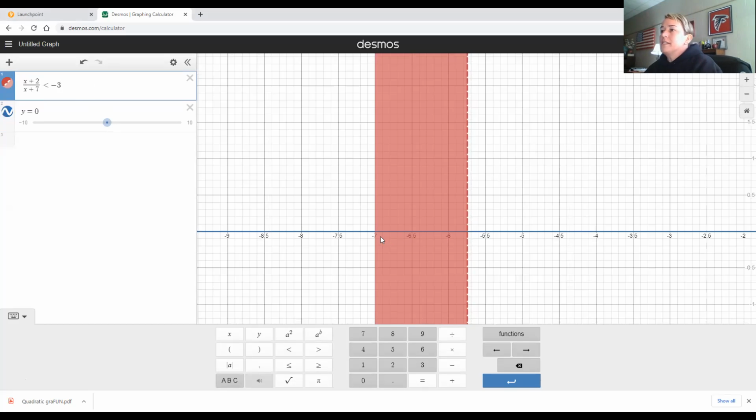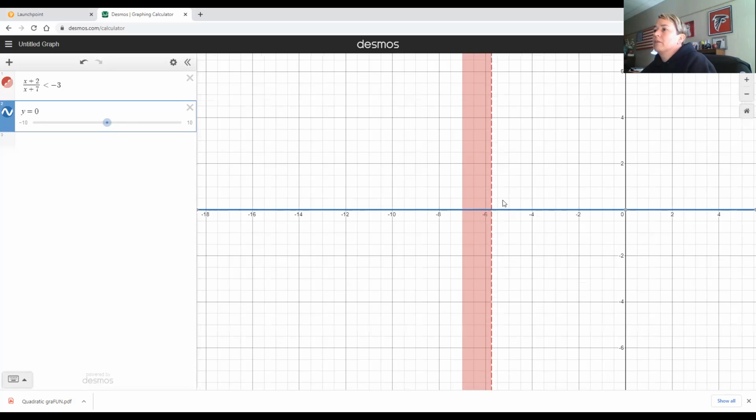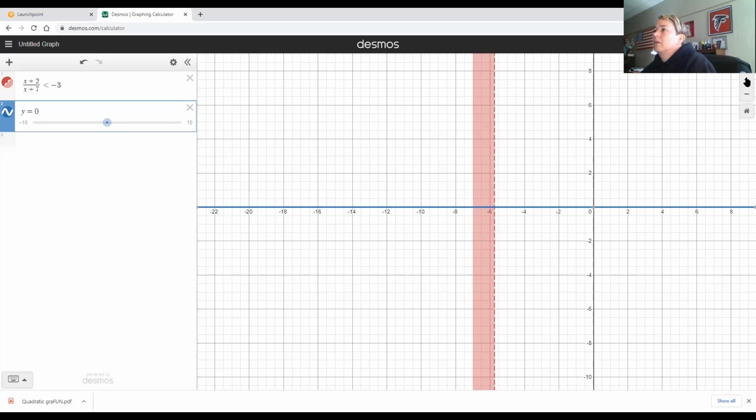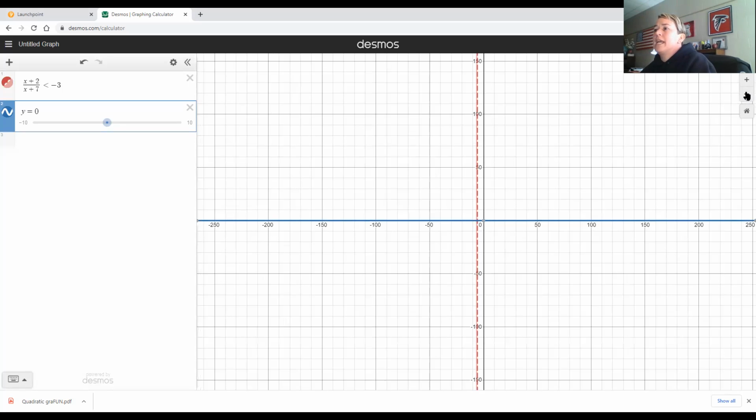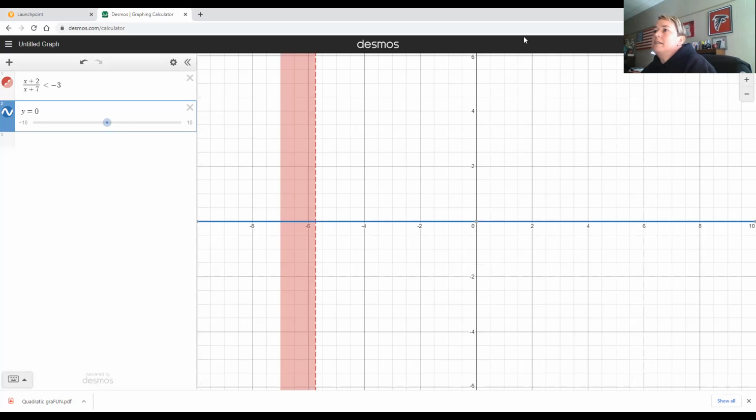Okay, and look, it says negative 7 to, what is this one right here? Negative 5.75. Okay, negative 7 to negative 5.75. And notice it's between those that are shaded. Let's just zoom out and see if there's any other shade, and I'm not seeing any other shade, so I'm good to go. All right, so let's now go back to doing it by hand.